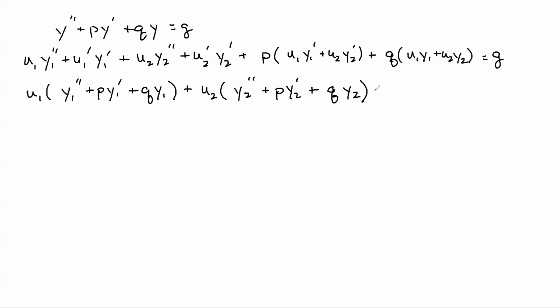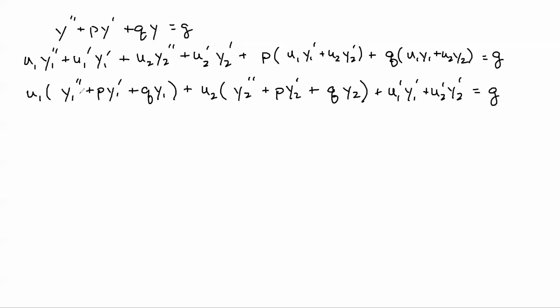Okay, and then what's left? What did we not end up using? Anything that had u1 or u2 we used. So we're going to have u1 prime y1 prime, that guy is in here, and u2 prime y2 prime. And that should be it, equals g.